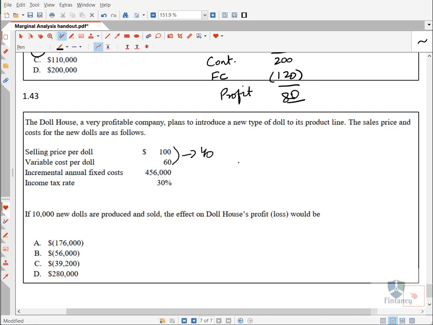I hope you people got the point. So if I need the contribution, what I will say is 40 into 10,000. From where did I get the 10,000? This is here. So how much will come? 400,000. Okay. Now they say incremental fixed cost. Incremental fixed cost, right? So I need to deduct it, which is 456. And you can easily see that there is a loss. How much is the loss? 56.